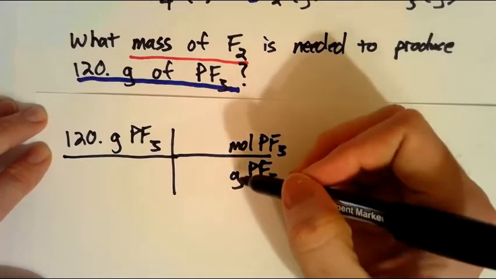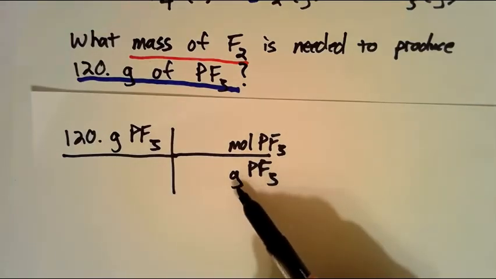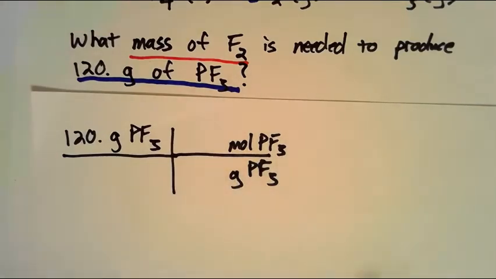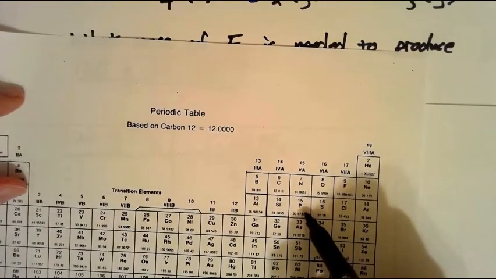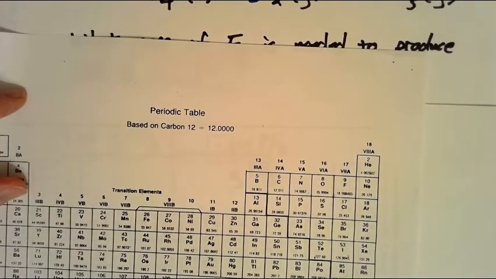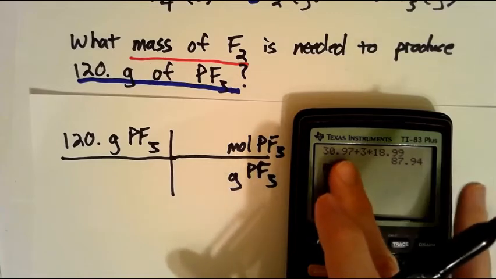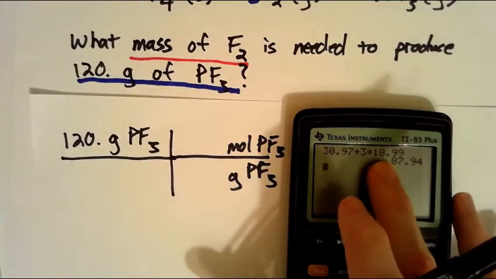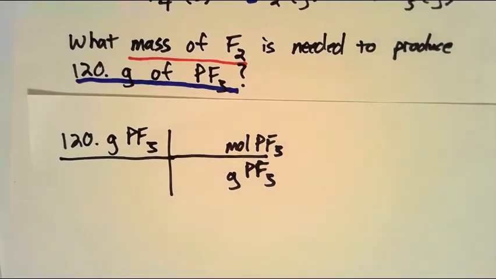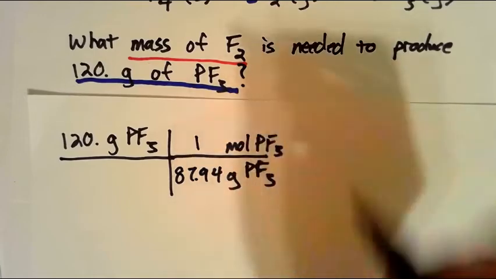So now when I do that, I'll have to insert the molar mass. Remember what the G stands for? It stands for go to the periodic table. So I'll have to look at the periodic table for phosphorus and fluorine. I'll take one phosphorus and add it to 3 times the mass of fluorine and calculate that now. And when I do that, I get my molar mass for phosphorus plus 3 times the molar mass of fluorine, and my total molar mass is 87.94. That's how many grams are in 1 mole.